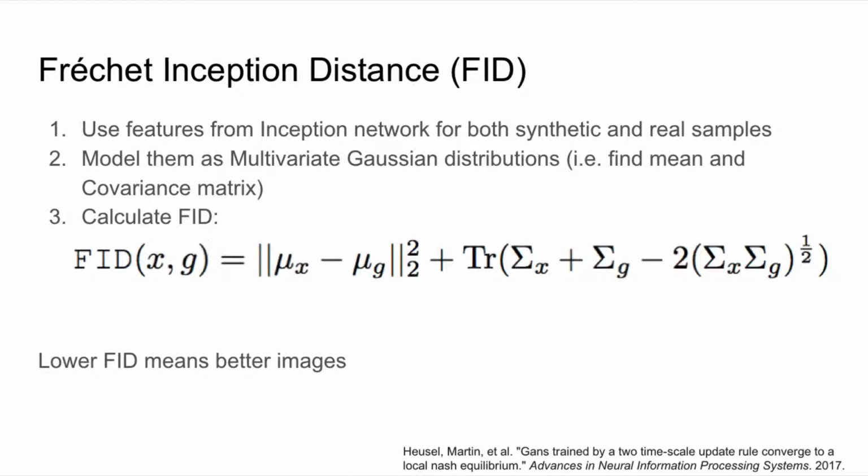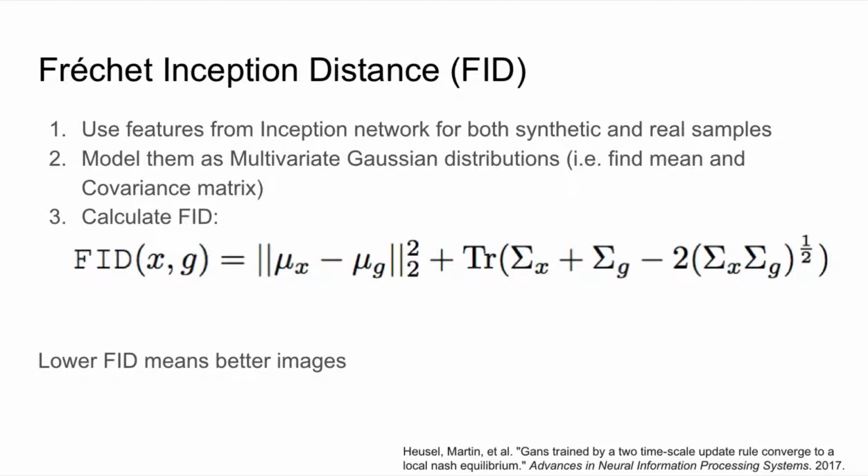Now let us discuss the second measure of quality for GANs, Fréchet inception distance. As you can guess, it also uses inception network, but in a different way. Firstly, we use inception network for feature extraction for both synthetic and real samples. Then we assume that the obtained features are distributed as a multivariate Gaussian distribution. Then we estimate their mean and covariance matrix. We do this both for real and synthetic images.